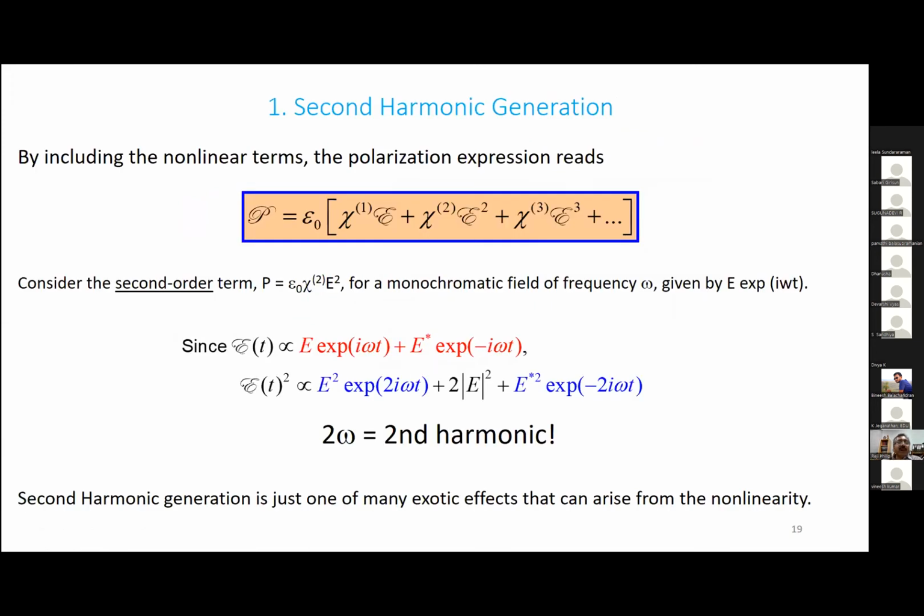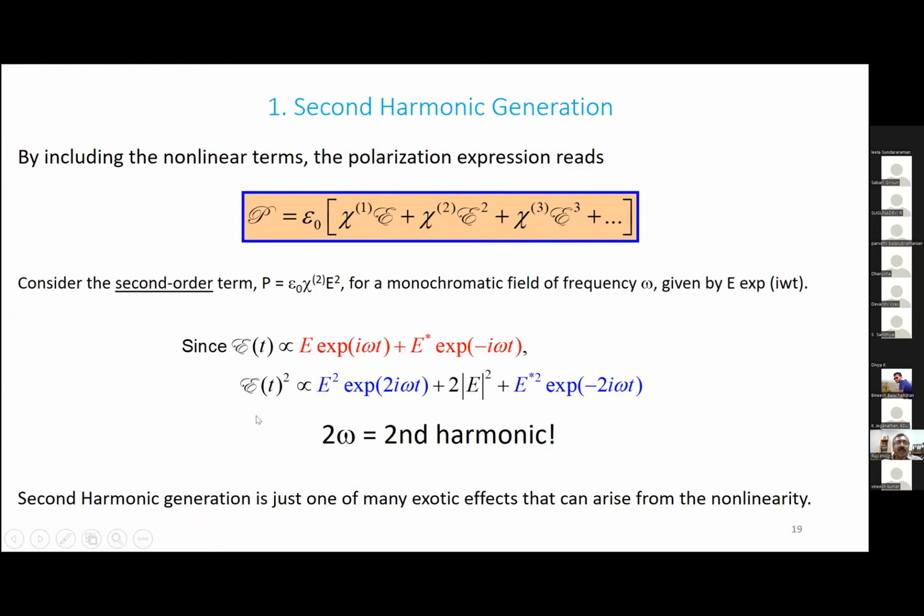So the first thing is second harmonic generation. So we include the nonlinear terms in the polarization expression: chi1 E plus chi2 E squared. So this is what we are interested in, the E squared term. We don't look at the first term right now. Consider the second term for a monochromatic field of frequency omega given by E to the power i omega t. Now, since the electric field can be written in the form E to the power i omega t plus E star e to the power minus i omega t, which is the complex conjugate.